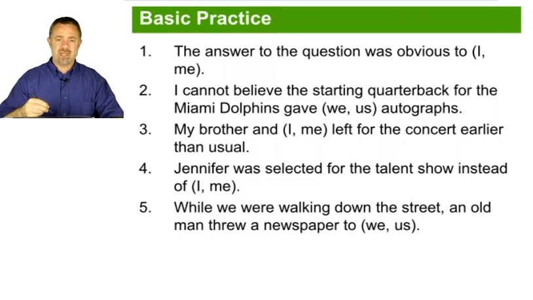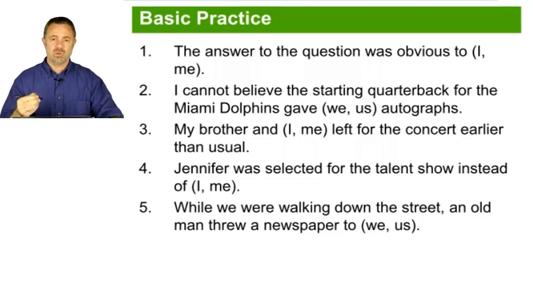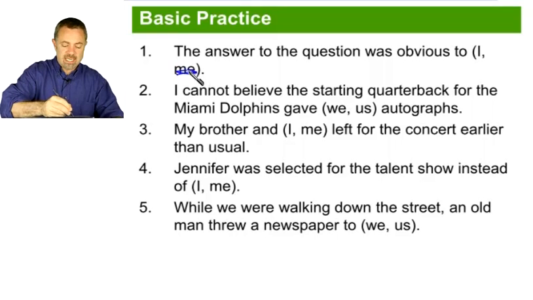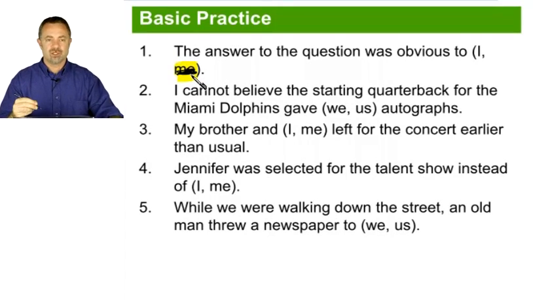This first example: the answer to the question was obvious to, is it I or me? Well, here, who's doing the verb, who's doing the was? That's the answer, which is our subject. Therefore, I or me has to be our object, and me is our object form. So me is correct for number one.